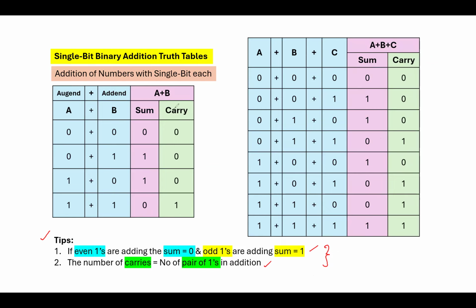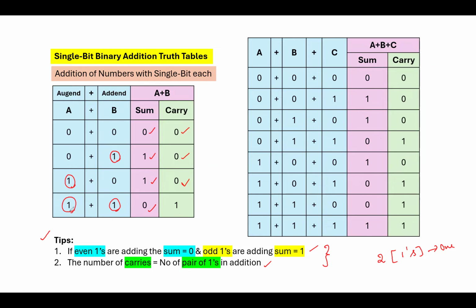Now let us check again these two truth tables. 0 plus 0 is sum 0 and carry 0. 0 plus 1 means odd number of 1, so that sum is 1. Here there is no pair. Pair means two ones, nothing but one pair. But here only single one, so that carry is 0. 1 plus 0 is again odd number of 1, so that output is 1. Sum is 1 and there is no pair of ones, so that carry is 0. 1 plus 1 is even number of ones, two ones. So sum is 0.